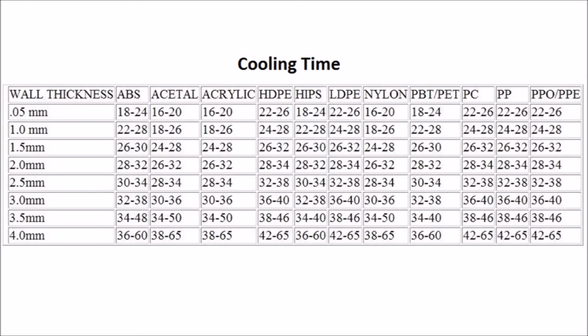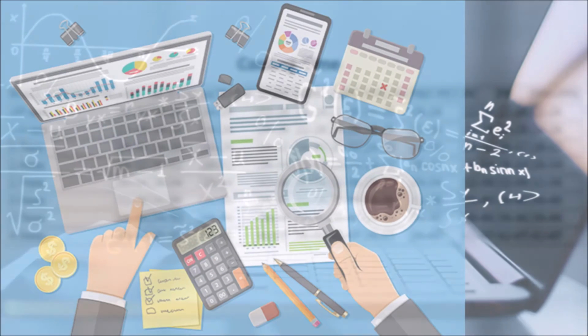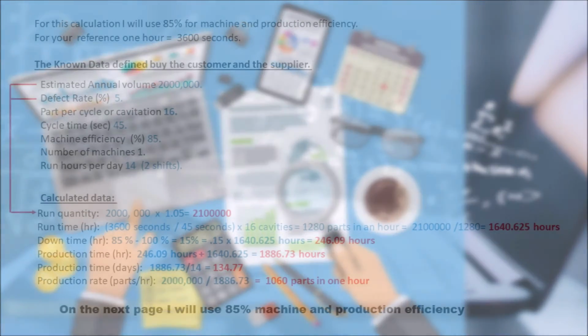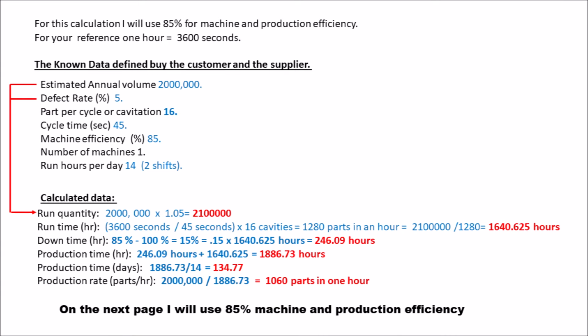For this presentation, I will use PP polypropylene for the molded material, 2 mm nominal thickness. The approximate cycle time based on this available information should be 31 seconds cooling time plus 17 seconds. For this reason I will use 42 seconds for preliminary cycle time and 60 seconds for the preliminary quote. Notice that I have not used the exact value for the quote, I have rounded it to the higher value. For this calculation I will use 85% for machine and production efficiency. For your reference, 1 hour equals 3,600 seconds.